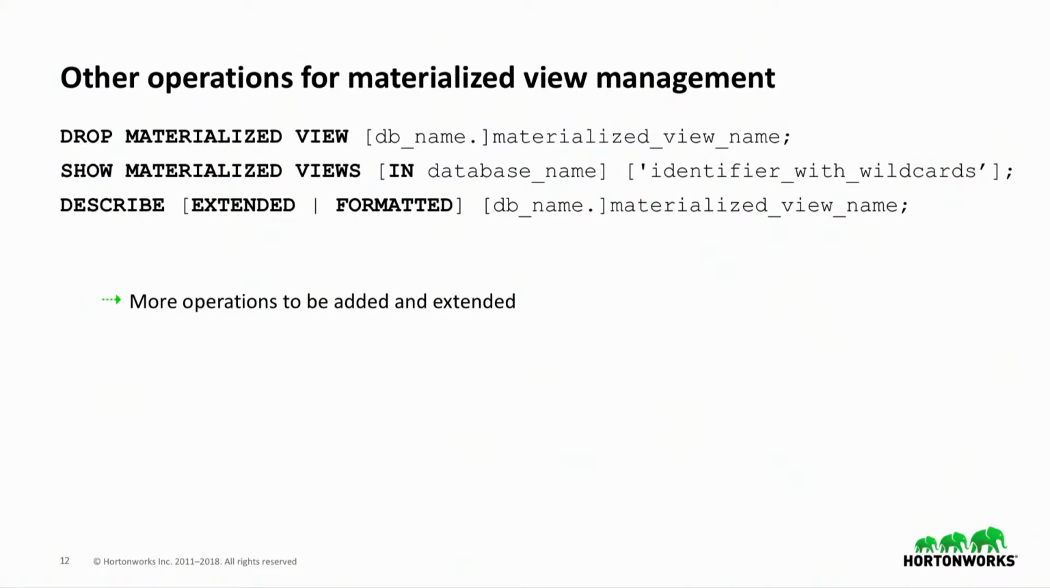There are other operations for materialized view management right now. So you can drop a materialized view previously created. You can show the materialized views in the system, and you can filter them using some patterns. And you can also use the describe option. This is also in Hive. It's to get the details about the materialized view, such as the size, where it's located, the storage handler that it uses, so on and so forth. So more operations will be added in the future, and existing ones may be extended too.